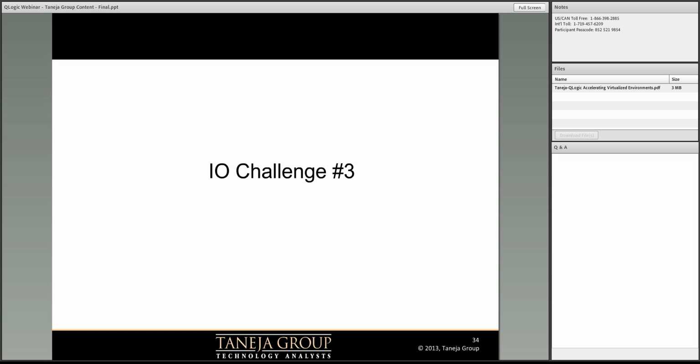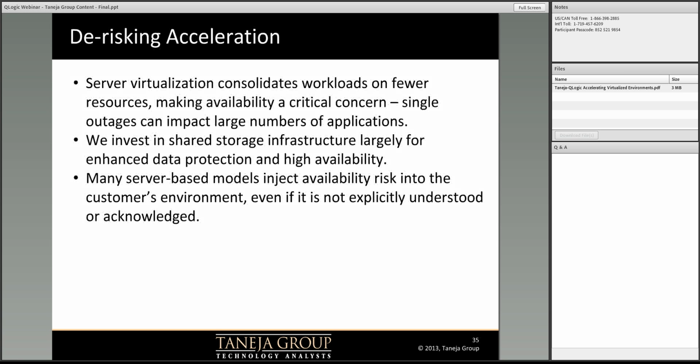Thanks, Cameron. So moving on to I/O challenge number 3 here. One of the challenges with the virtual infrastructure when it comes to accelerating or delivering storage performance is that as customers manipulate or optimize the I/O path for virtual infrastructure, they do so in the face of much greater risk than with other compute systems.